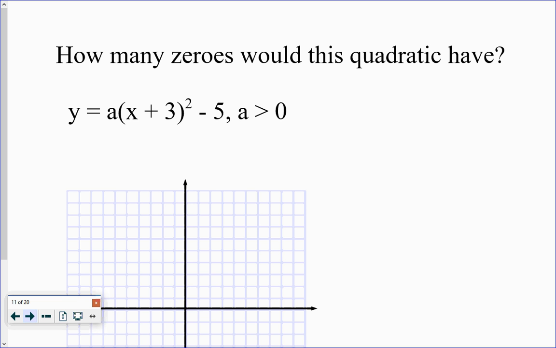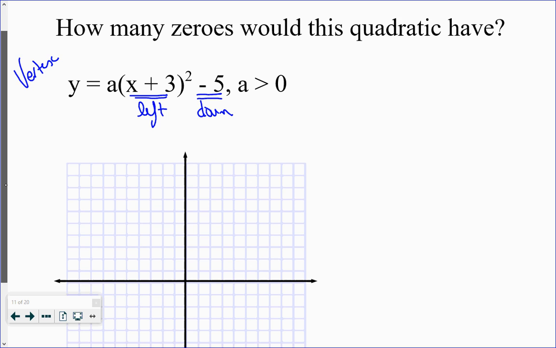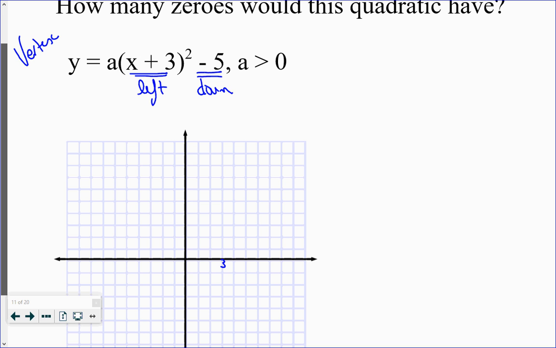So just a little bit of a theory question here. This one is written in vertex form. Because it says x plus 3 on the inside, that means it went left 3. Because it's got minus 5 on the end, it went down 5. If I go left 3 and down 5, here's where my vertex is.